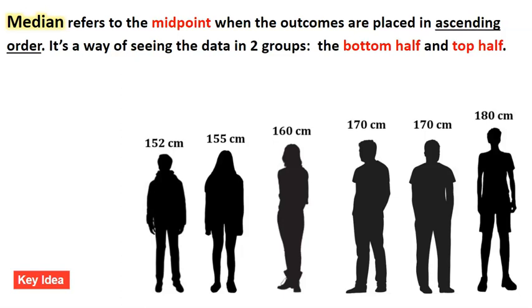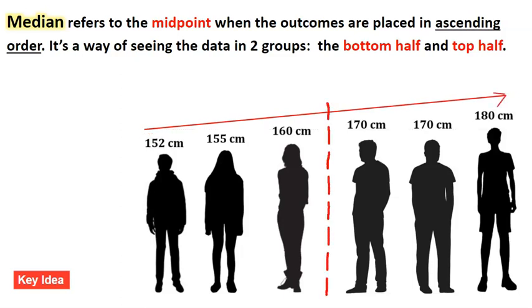Median. Median is the midpoint, when the outcomes are placed in ascending order. It's a way of seeing the data in 2 groups, the bottom half and top half. When you've got the midpoint, always exactly half your outcomes will lie behind the median and the other half of outcomes will lie ahead of the median.